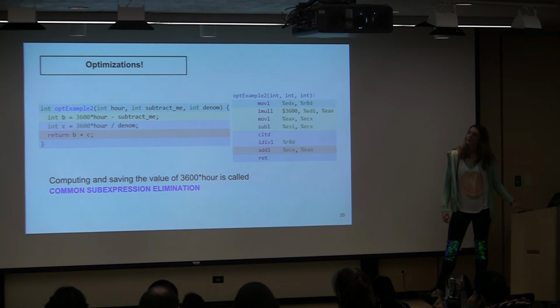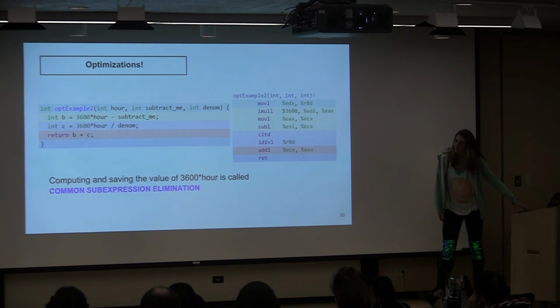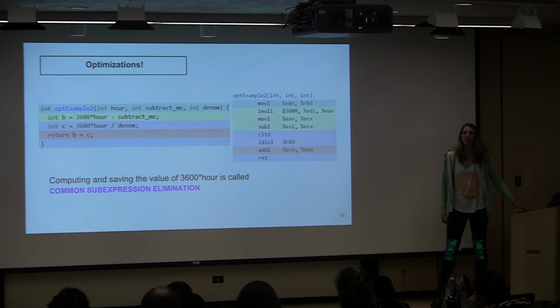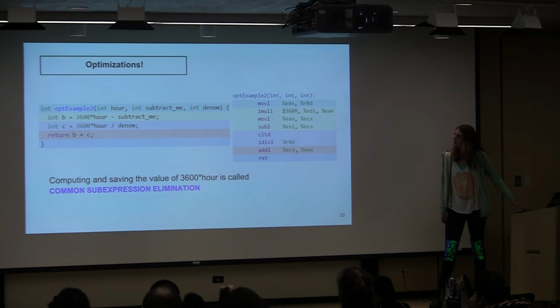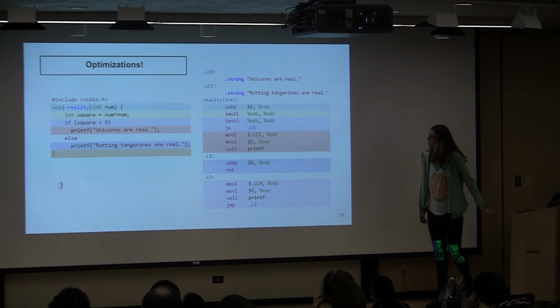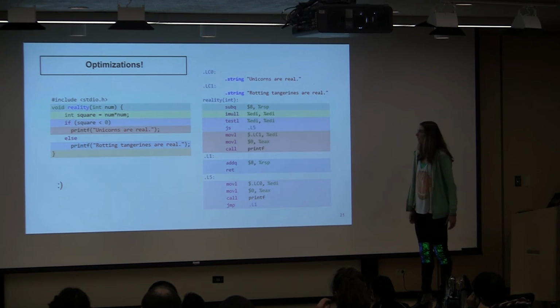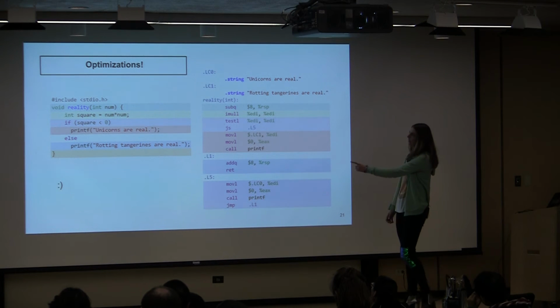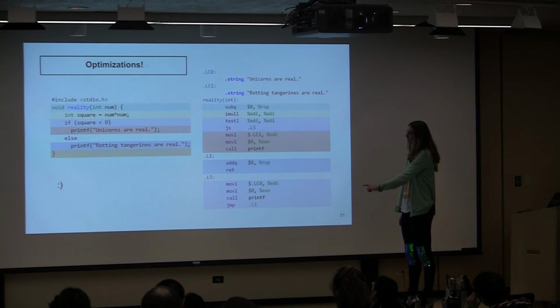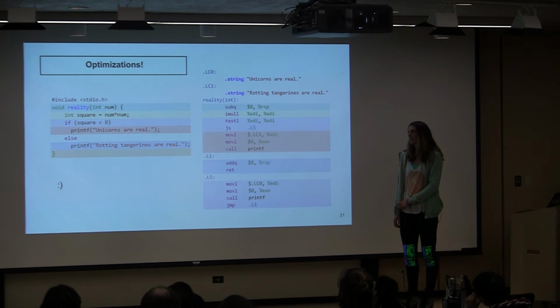I don't believe that you have to memorize the names for the final, but just know that all of these are possibilities for optimization. Okay. This next one, which is kind of cool. So the function I wrote takes a number, squares the number, checks if the square of the number is less than 0, and if so, it prints the unicorn thing, otherwise it prints the tangerine thing.